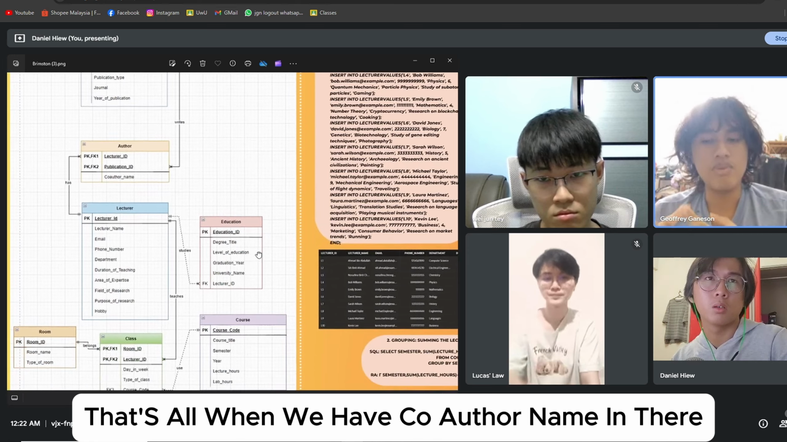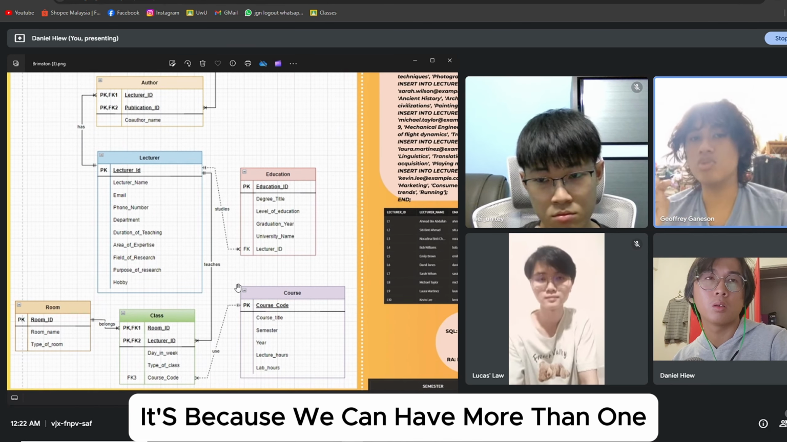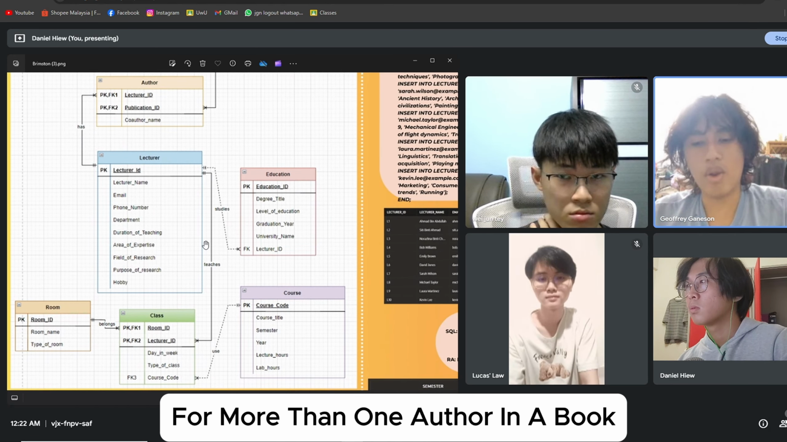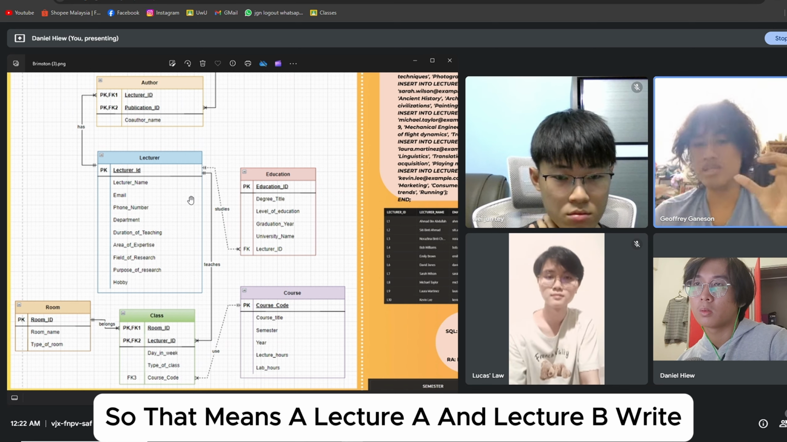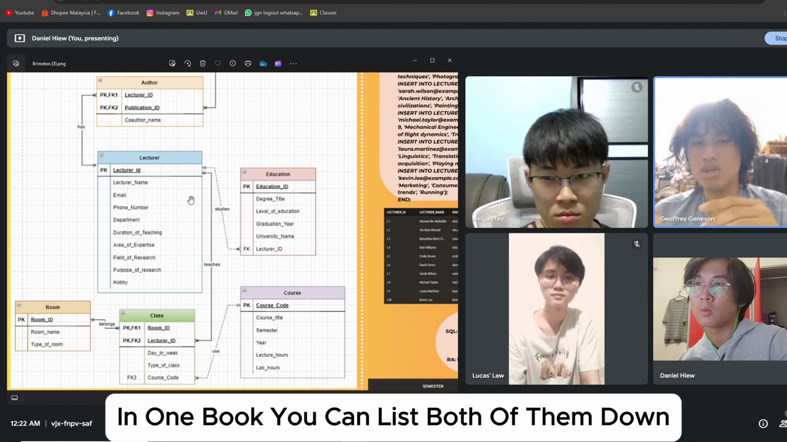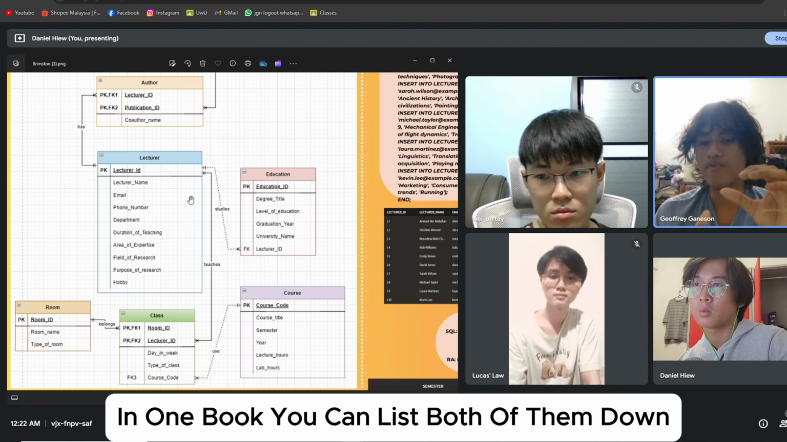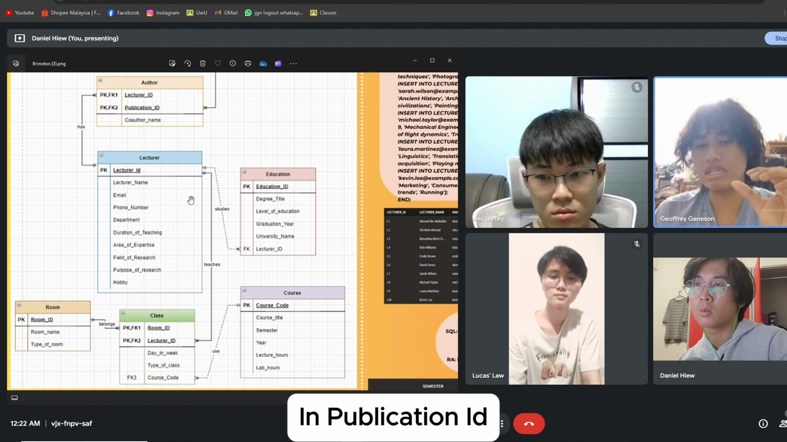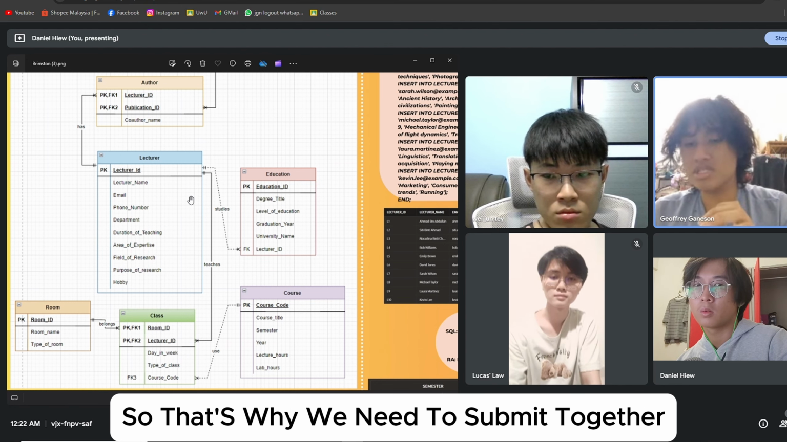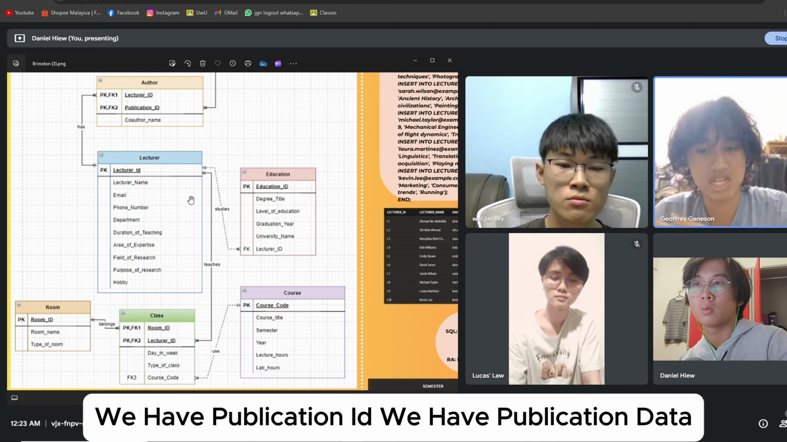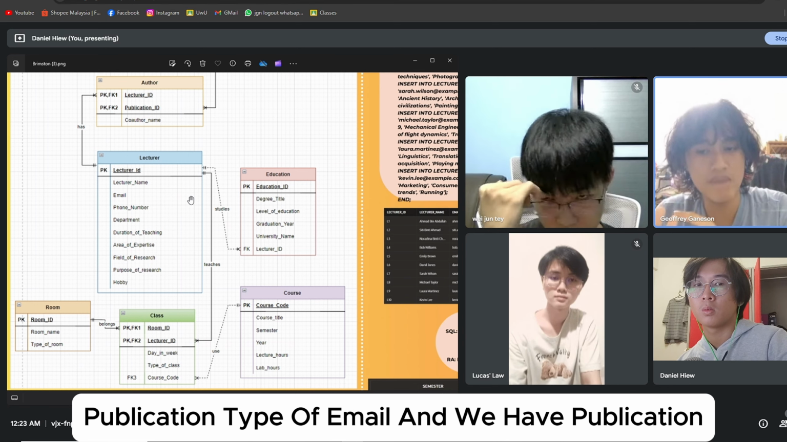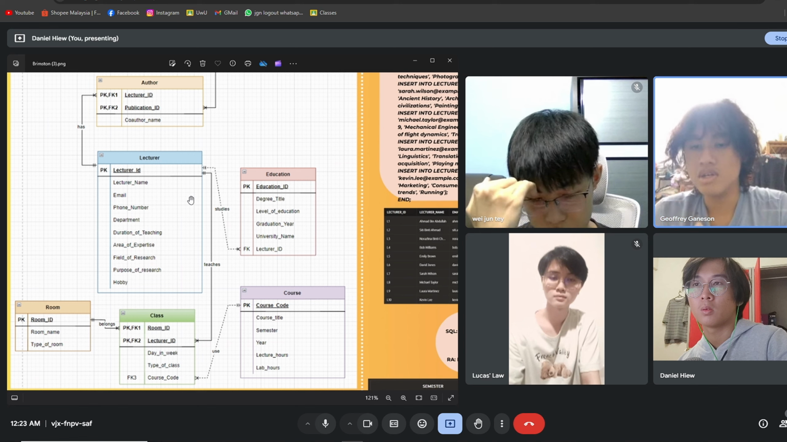So when we have co-author name in there, it's because we can have more than one author in the book. That means if lecturer A and lecturer B write one book, we can list both of them down for different publications in publication ID. So that's why we need to use a bridge entity there. And then in the publication table, we have publication ID, publication title, publication type, journal, and publication.